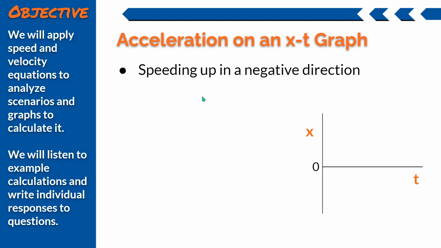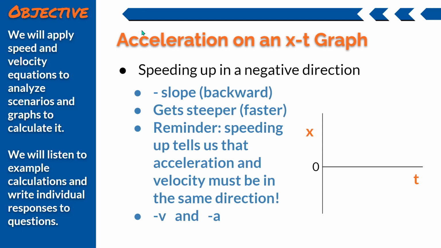All right, speeding up in a negative direction. Now, if I'm in the negative direction, I need to have a negative slope. That's how I show that I'm going backwards. I'm speeding up, so it still needs to get steeper. It looks something like this.